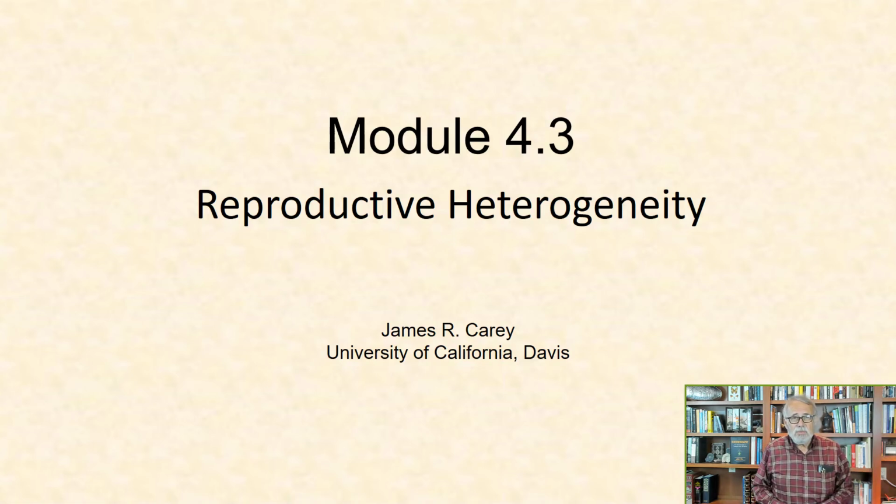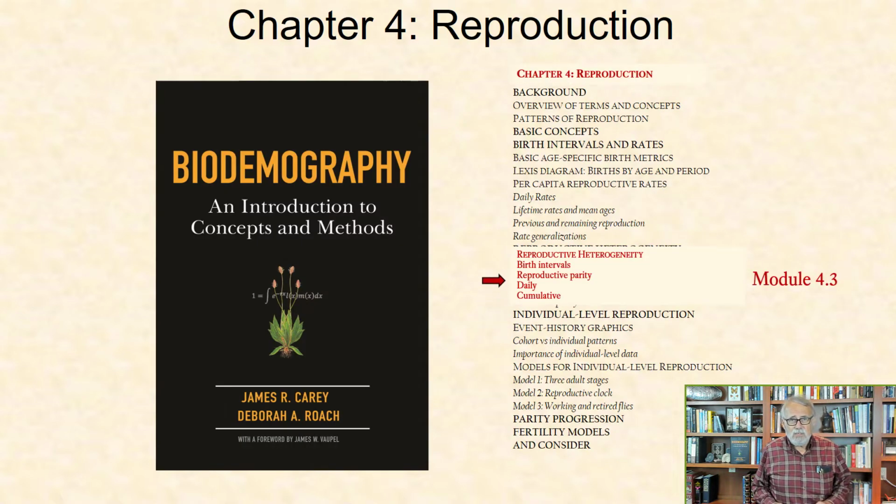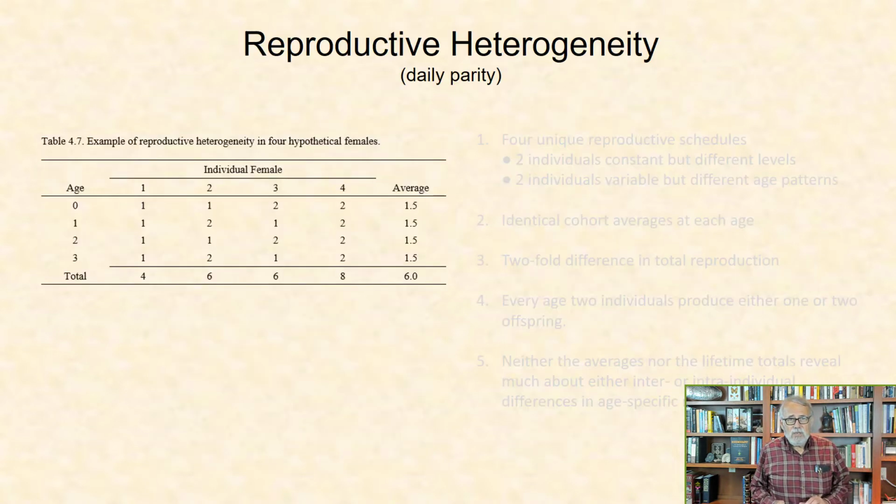In this chapter on reproduction, Chapter 4, Module 4.3, I will cover reproductive heterogeneity, including birth intervals, as well as what is referred to as daily and cumulative parity. Consider the contents of this table that I use to illustrate daily reproductive parity, in which we have individual females on the top row, designating females 1 through 4, and age in the first column.